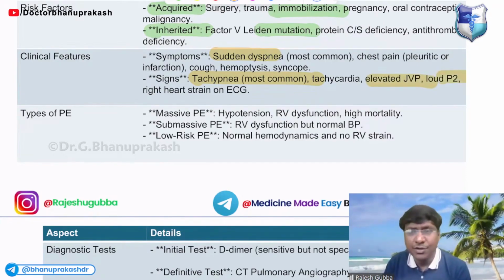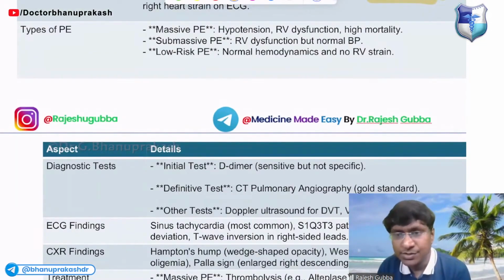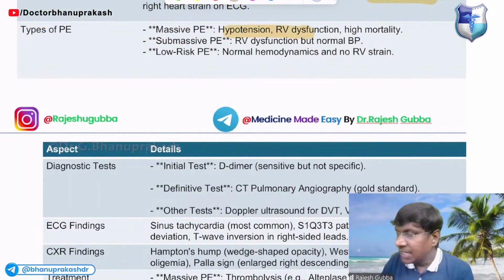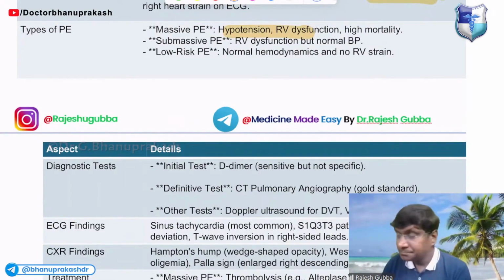Why will P2 be loud? Due to pulmonary arterial hypertension. So now, how do you classify pulmonary embolism? That is massive, submassive, low risk. In massive pulmonary embolism, along with hypotension, there is right ventricular dysfunction and high mortality.